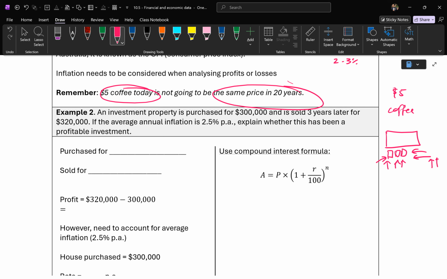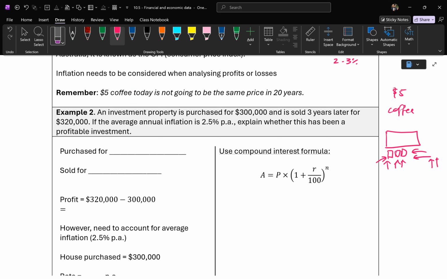That's why your salary does have to go up with inflation, and that's why people complain and go on strikes, because they know what they earn now is not the same as what they would earn in, say, 5 years' time. And they're like, I can't afford what I need to do. I need a pay rise to match the inflation rate. So how do you calculate for the inflation rate? You use compound interest.